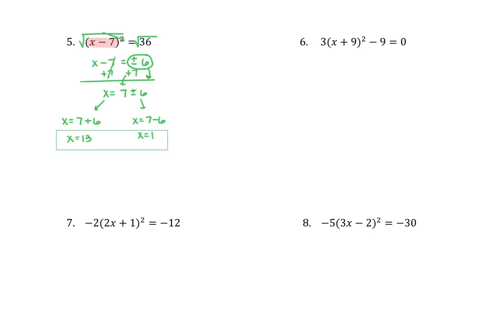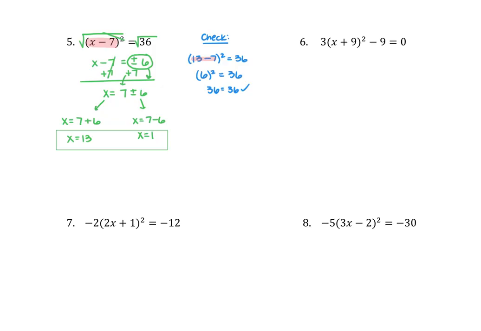Just like before, I can check both of these. So I'm going to plug in a 13 to start. I'm going to do what's inside the parentheses. So 13 minus 7 gives me 6. Can't drop the parentheses until I square it. 6 squared is 36, so it worked.